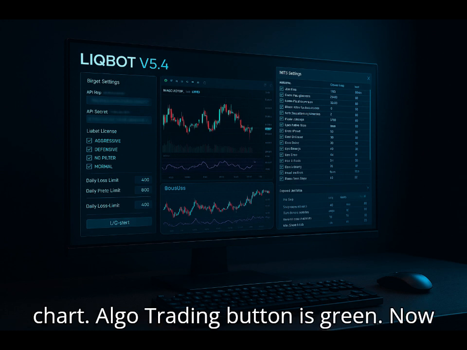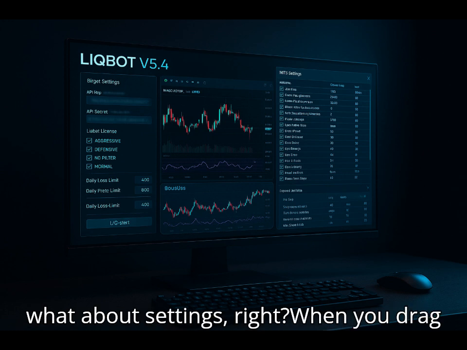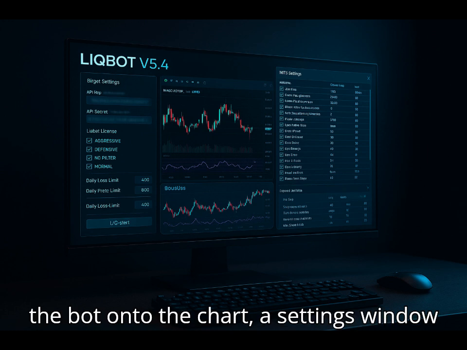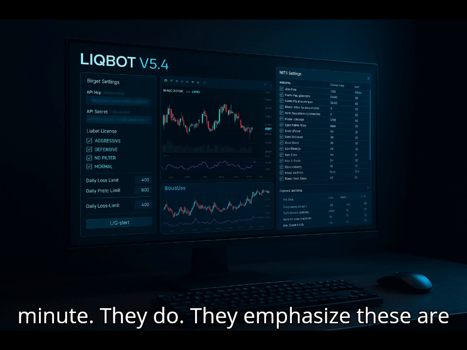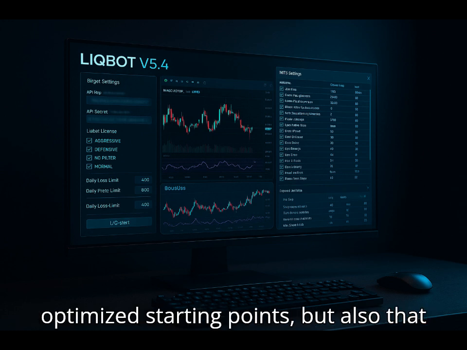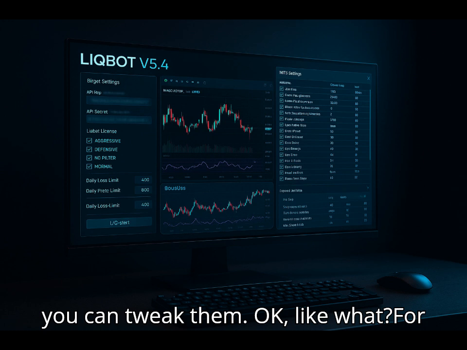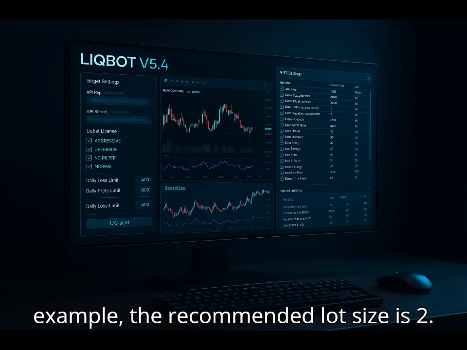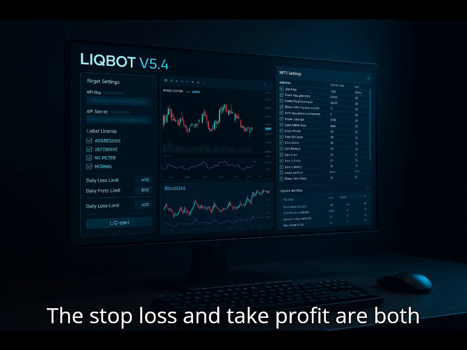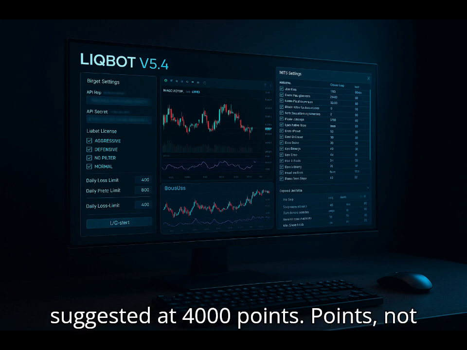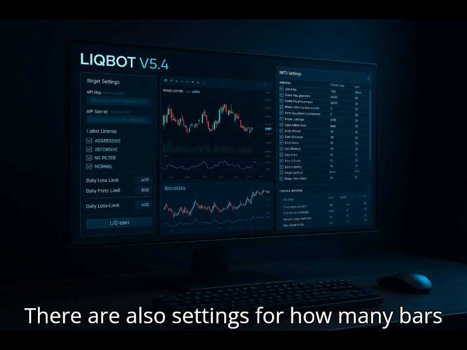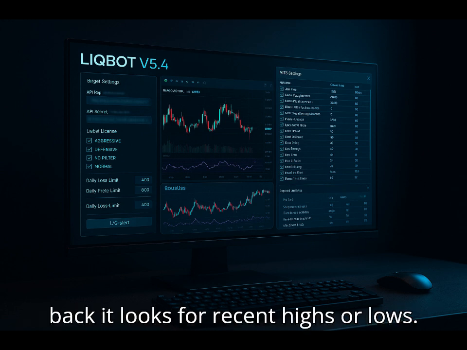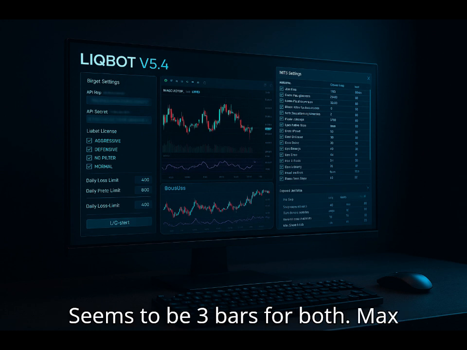Now, what about settings? Right, when you drag the bot onto the chart, a settings window will pop up. And they provide recommendations for NAS 100 on the 1-minute. They do. They emphasize these are optimized starting points, but also that you can tweak them. Okay, like what? For example, the recommended lot size is 2. The stop loss and take profit are both suggested at 4,000 points. Points, not pips. Important for indices. Correct. There are also settings for how many bars back it looks for recent highs or lows. Seems to be 3 bars for both.